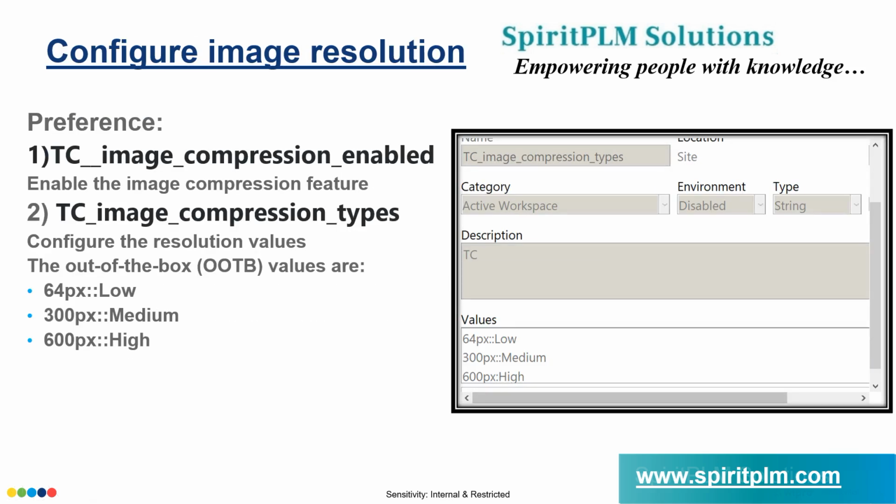Next one, how to configure the image resolution in the active workspace 6.3. There is a preference called TC image compression enabled. Using that you can define your image resolution, whether you want to show it at 64 pixels, 300 pixels or 600 pixels. For that you need to set this preference, TC image compression enabled, to true, so that compression is enabled, and you can change the image resolution as per your need, whether low, medium or high.